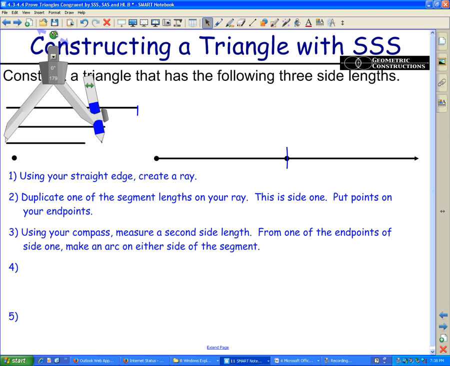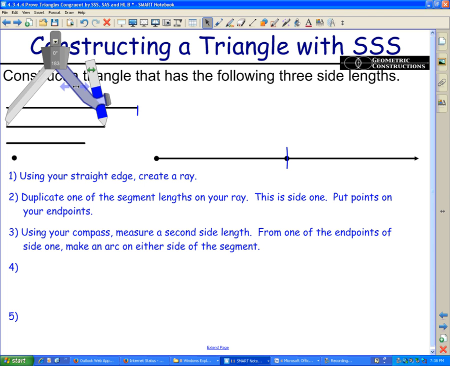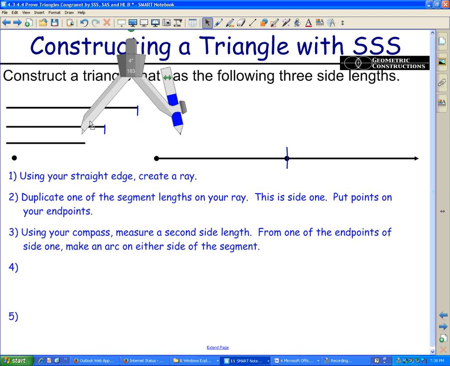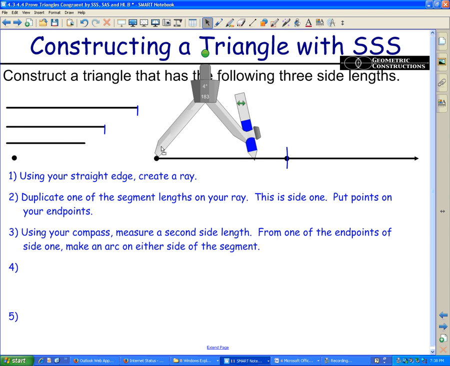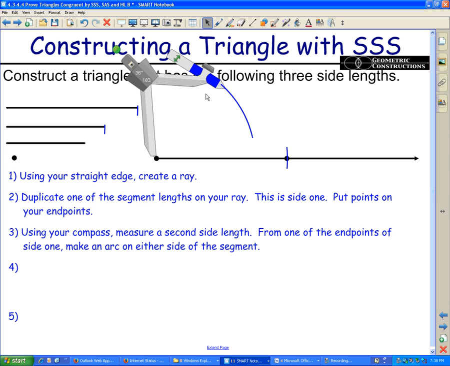Just rotate this up a little bit. Further out, right? And I think we got it. Okay, so there's the length of our second side, and I'm just going to come to this first endpoint right here, and I'm going to just make a nice arc up across here. I don't know where exactly along that arc that third vertex is, but it's somewhere along that arc.